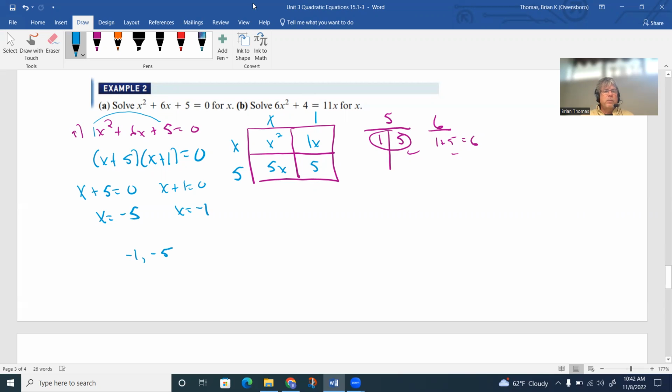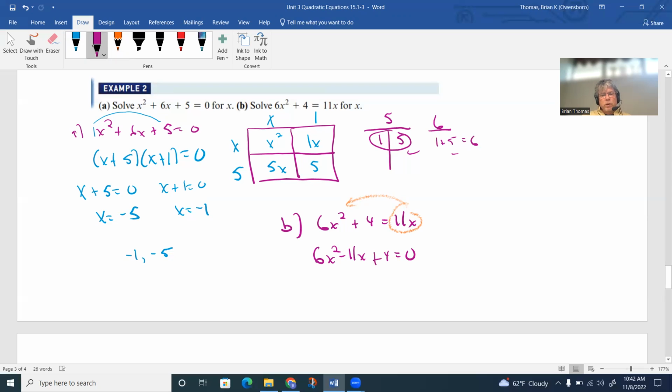So if we look at this next example, we have this 6x squared plus 4 equals 11x. Notice that equation is not in standard form. So notice how this 11x has to come over to this side of the equation. In doing so, notice how it has to change sign. So I like to put it in the correct order. So 6x squared minus 11x, the linear term would go next, plus the 4 would equal 0.